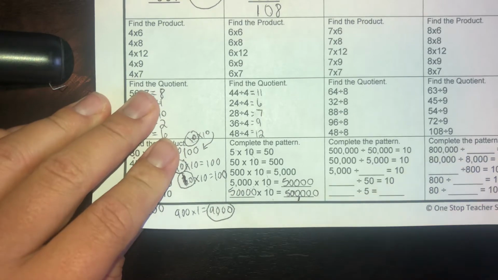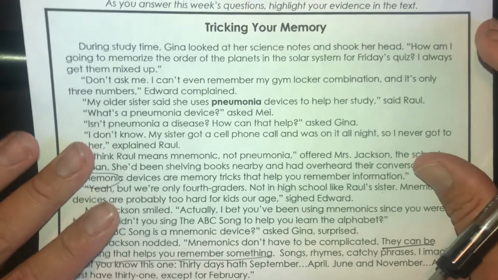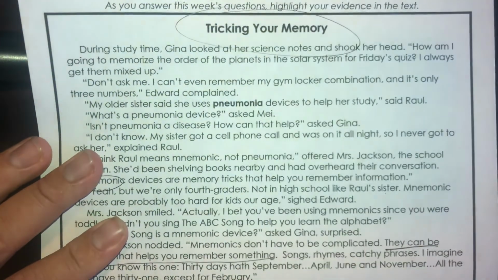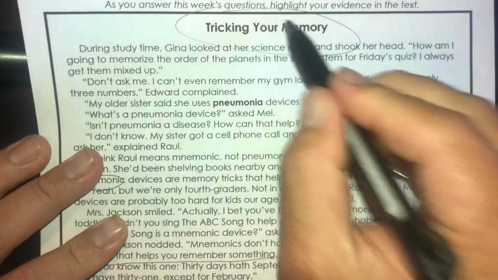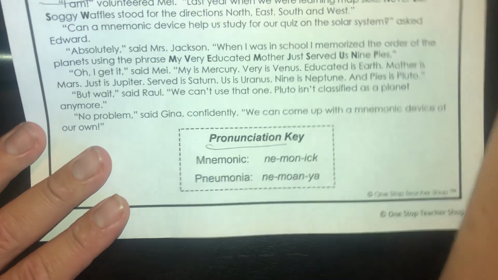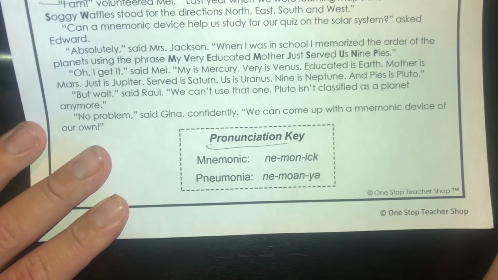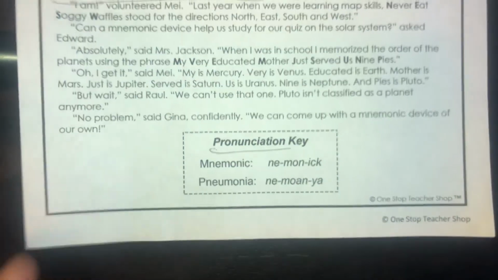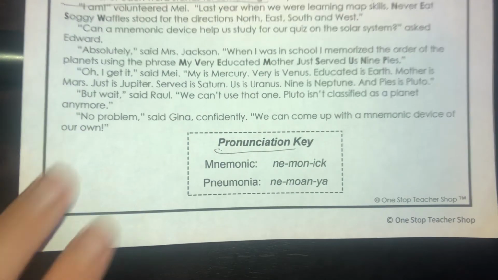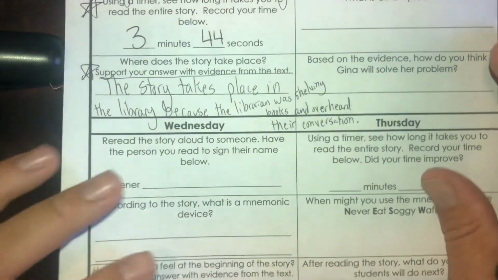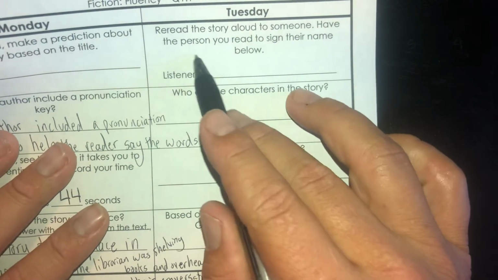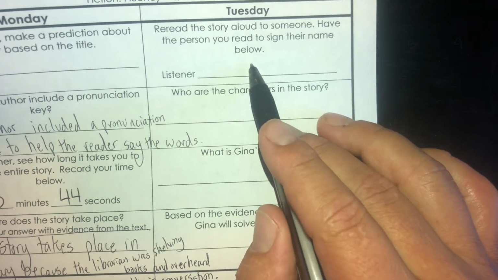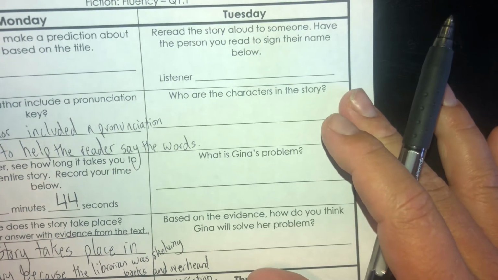All right, let's go ahead and move on to the comprehension. We are going over a story, a fiction story, which means it is made up. We have some text features here. We have a title. We have some important words. We have a chart down here, or a key. Pronunciation basically tells you how to say the word. Let's go ahead and look at the questions. Reread the story aloud to someone. Have the person you read to sign their name below. That's probably good for you guys there to work on your fluency.